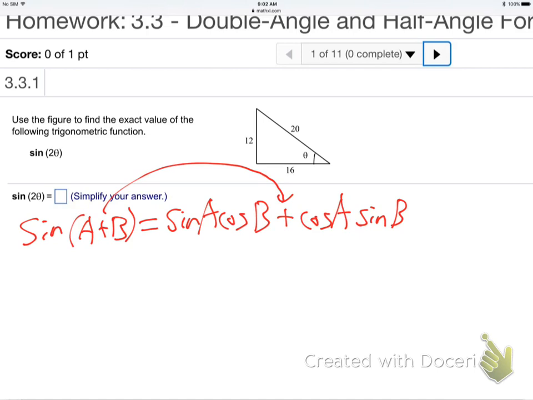So sine is sine, cosine, cosine, sine. And remember, cosine of A plus B is cosine, cosine, sine, sine. So anyway, you can put them on your 3x5 card. And sine is our friend. He keeps the same sign in the middle. Okay, so what does that mean?